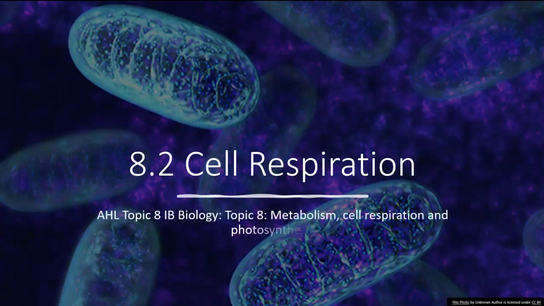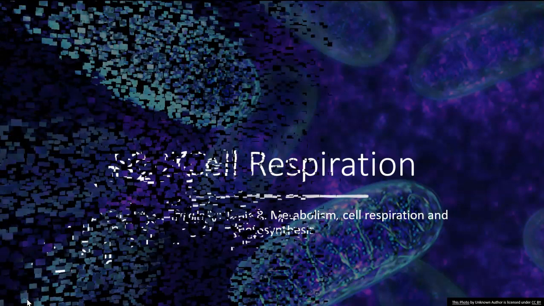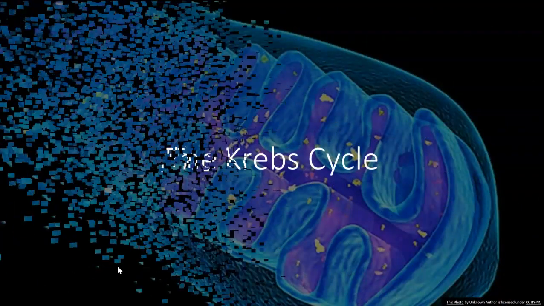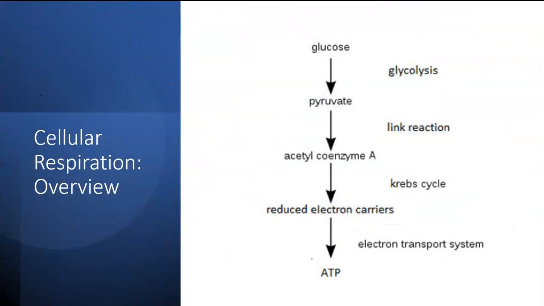Welcome to our second video of 8.2 cellular respiration, and in this video we are kicking off straight into the Krebs cycle. Okay, so in our previous video we looked at glycolysis and then the link reaction. So we ended up at acetyl-CoA. Now we are starting the Krebs cycle with our acetyl-CoA.